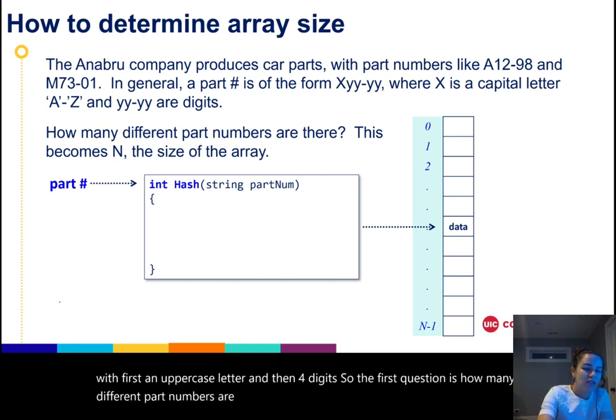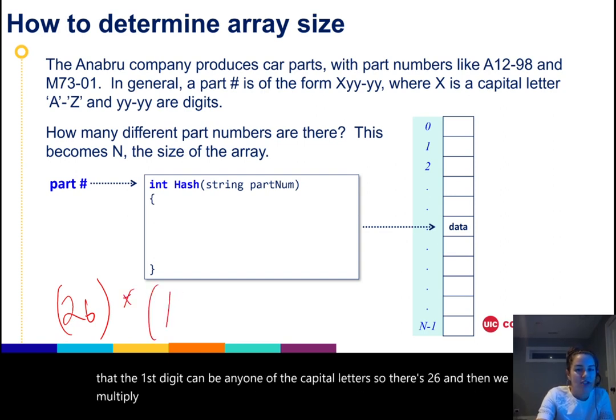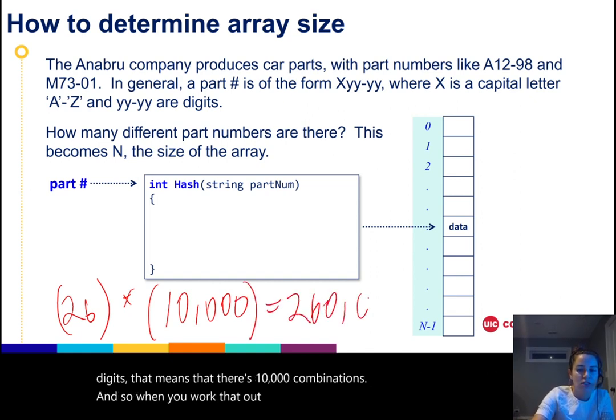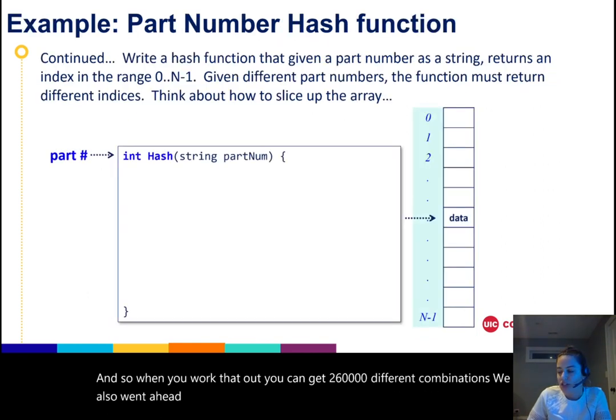So remember, we found this because we know that the first character can be any one of the capital letters, so there's 26, and then we multiply it by all the combinations of the last 4 digits. Because there's 4 digits, that means that there's 10,000 combinations. And so when you work that out, you get 260,000 different combinations.